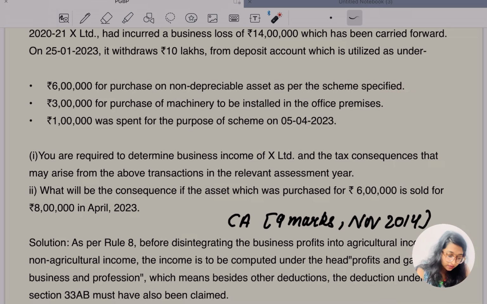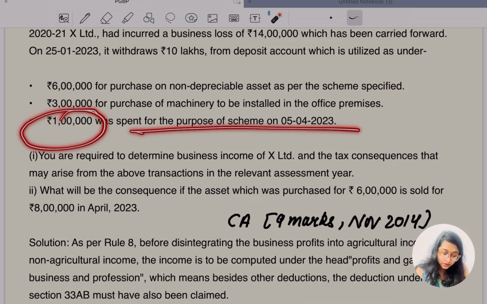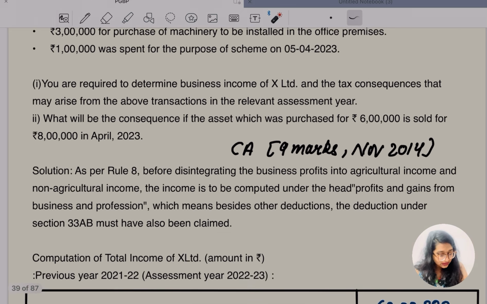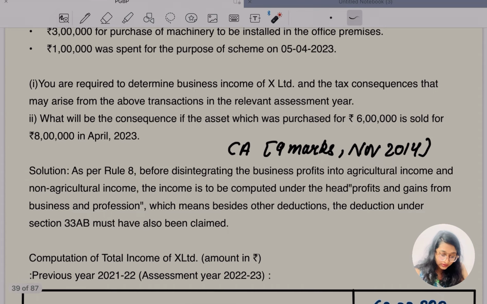ठीक है. So what about the 1 lakh that was spent for the purpose of the scheme on 5/4/2023? This actually is used in April. So how can I claim it for 31st March? If I want to claim it, it should be used before 31st March 2023. ठीक है, इतनी बात समझ में आ गई. ठीक है, so definitely these 2 points are to be added back. Okay, you are required to determine the business income of X and the tax consequences that arise. ठीक है, so इतना पार्ट कर लेते हैं.